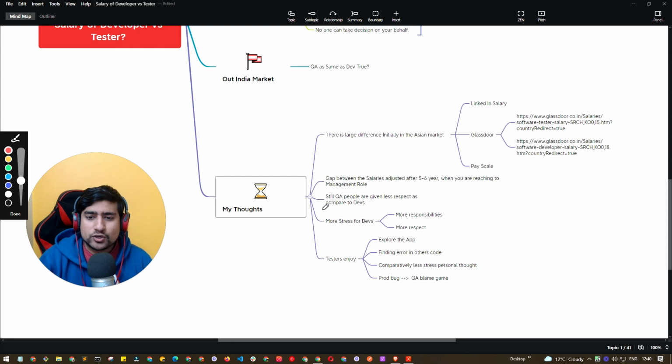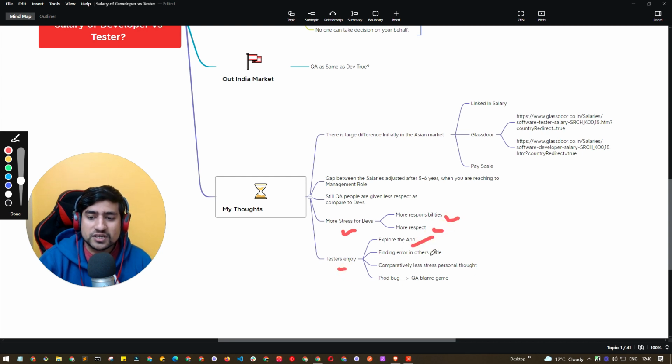And QA people are given less respect as compared to developers, which I have talked about many times. It is true. It's a hard reality. You can't ignore it. People are saying in the comments it's not true, but trust me, it's a hard reality. QA people are given less respect as compared to developers because developers are developing something. And if you are a good QA, if you know your roles and responsibilities, if you are of great value to the company, definitely they will give you more respect. But overall, as a generic statement, QA people are given less responsibility and less visibility over their work. That's true. Developers have more responsibility and more respect.